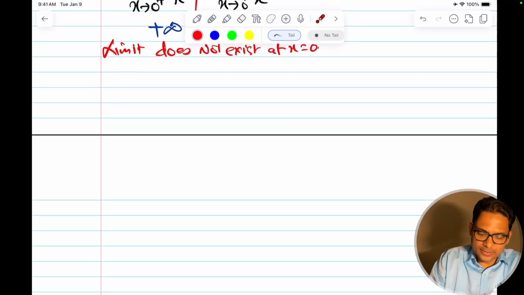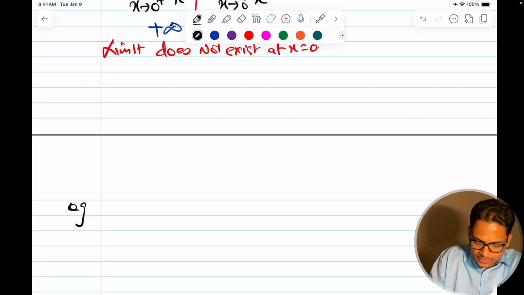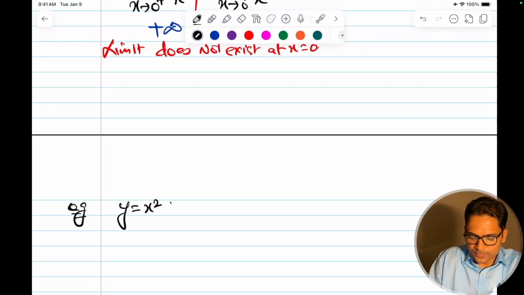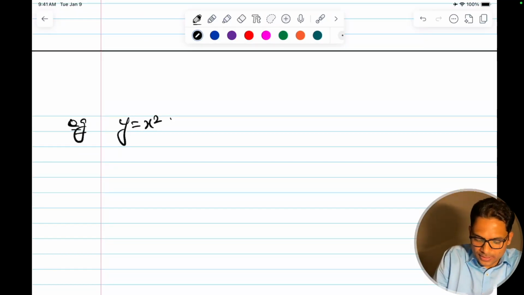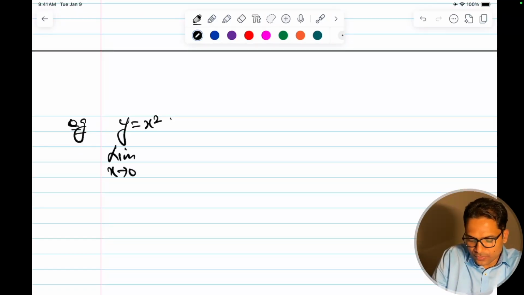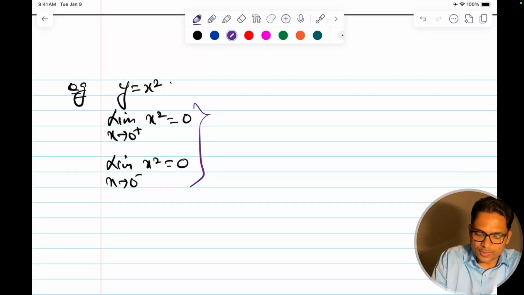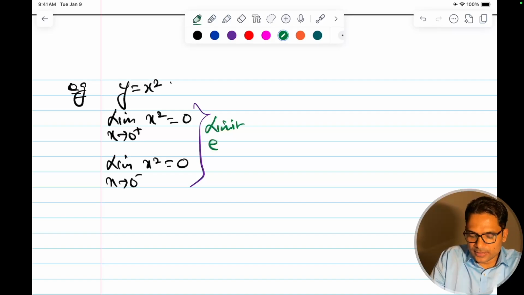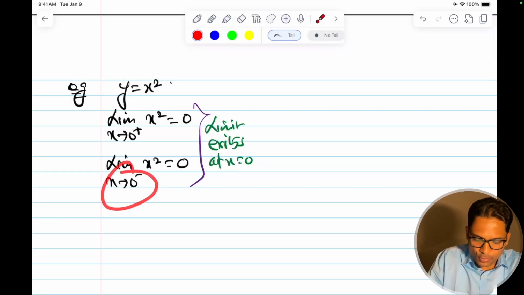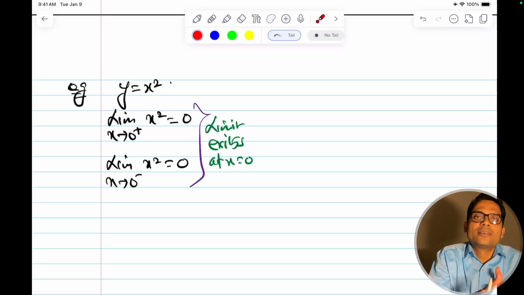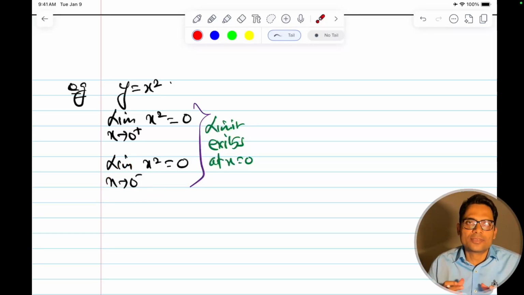And now when will the limit exist? So let's take a simpler example. For example, y is equal to x square. Here let's come from the 0 side. So I'll say limit x tends to 0 from positive side x square, this will be 0. And if I say limit x tends to 0 from negative side x square, this will also be 0. Both the values are same. So this implies limit exists at x equal to 0. So limit is verified at a particular point, because with limit we are moving towards a point and we want to check what will be the value of that function as it goes very, very close to that point.